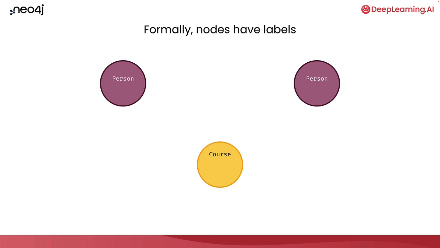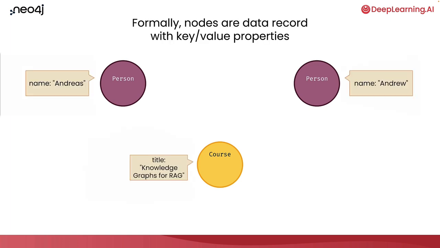Okay, now formally, nodes have labels. We already introduced the idea that we have persons and we have this course. In the knowledge graph, we call those labels of those nodes. Labels are a way of grouping multiple nodes together. So for everybody that's going to be a person, we give a person label. For everything that's going to be a course, it gets a course label. Nodes, because they're data records, also have values, of course. And those values are properties. They're key value properties that are stored inside of the node. So we know that the person Andreas actually has a property called name, where the value of that property is Andreas. Also for Andrew, there's a name property where the value is Andrew. And again, for the course, it has a title, Knowledge Graphs for RAG.